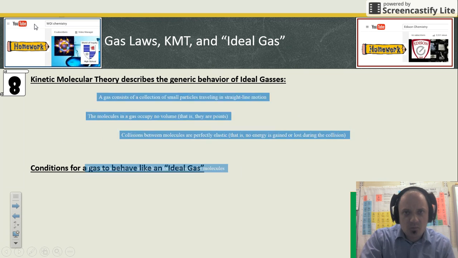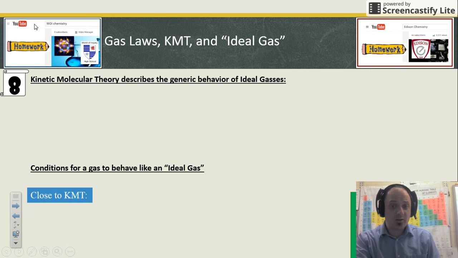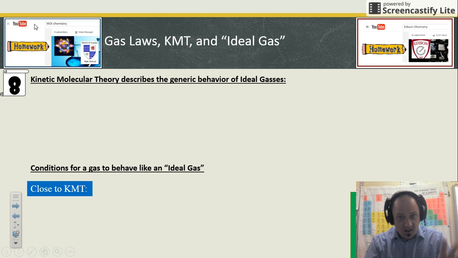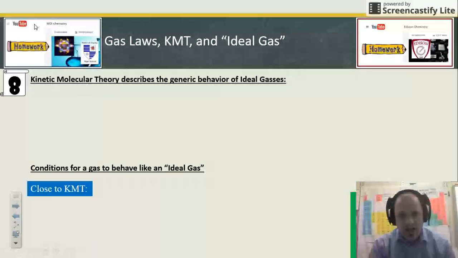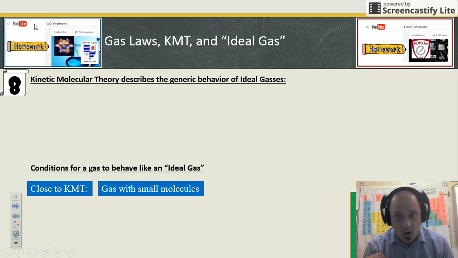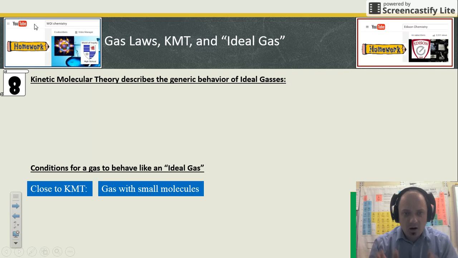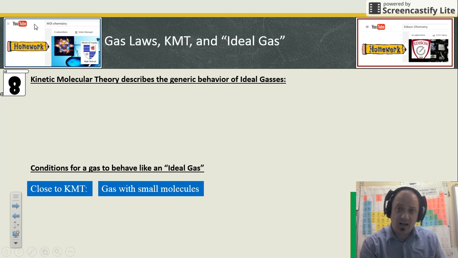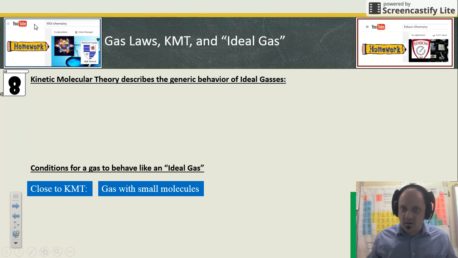But what conditions make a gas behave like an ideal gas? Because KMT is a theory. Truly, gases behave differently, but it's useful for predicting the behavior of gases under most general conditions, when those conditions allow the gas to behave like an ideal gas. So in order to be like an ideal gas, you have to have conditions close to the kinetic molecular theory. So your molecules of gas should be very small. H2 is a perfect example of very small gas molecules. They're the smallest gas molecules that we can think of, because hydrogen is one of the smallest elements.